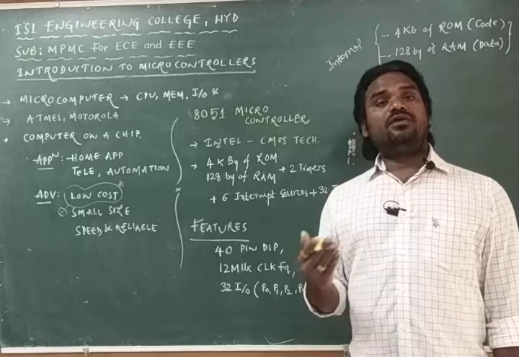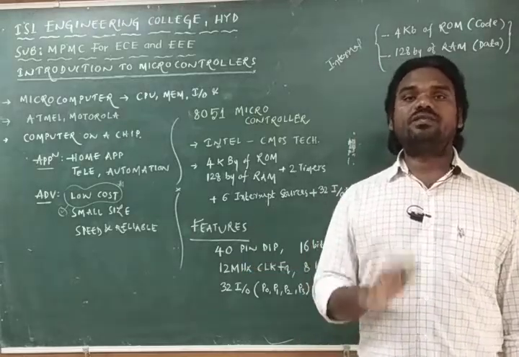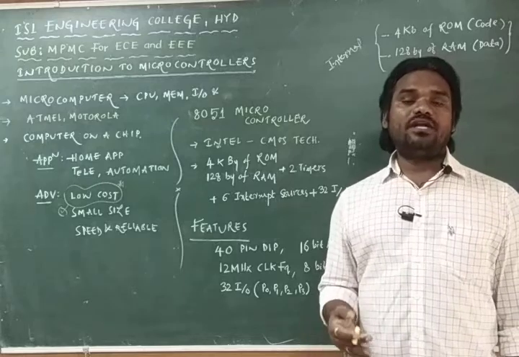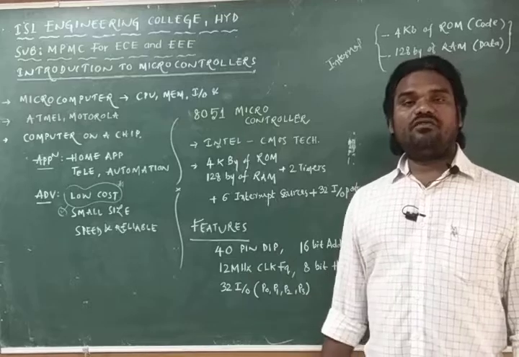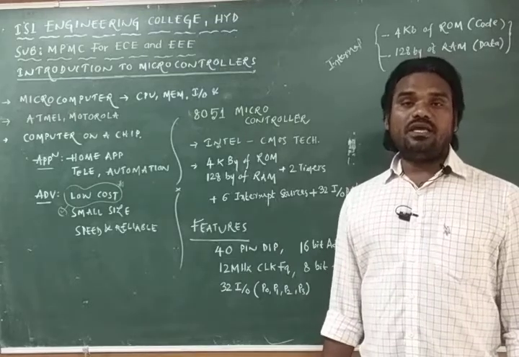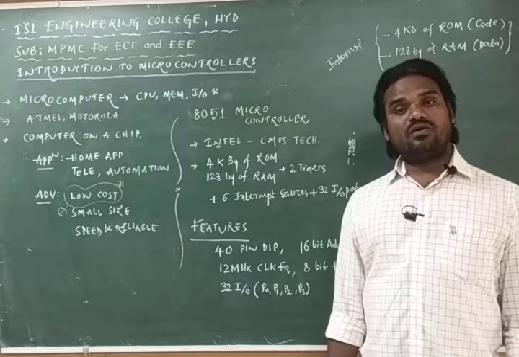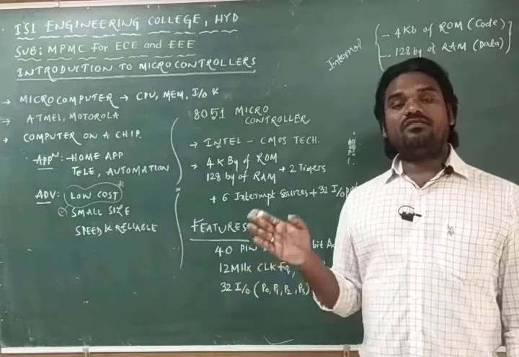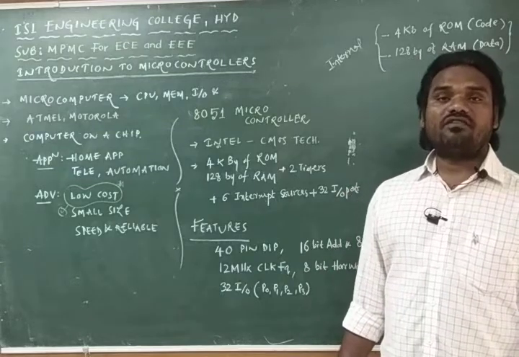In the third unit we discussed how input output devices are interfaced with the 8086 and 8085 microprocessors. In this fifth unit we have to discuss how devices can be interfaced with the 8051 microcontroller, and how these devices can be controlled by the 8051 microcontroller.